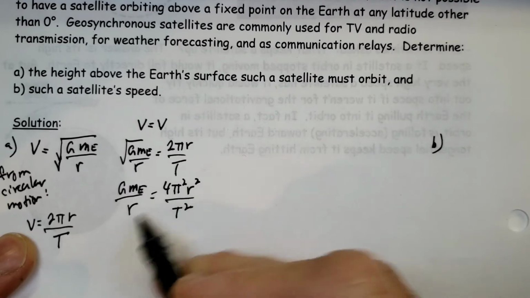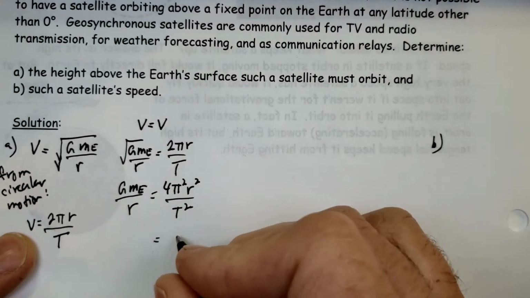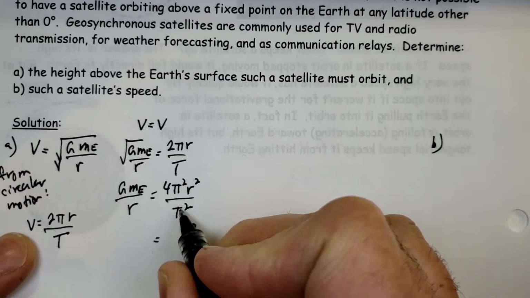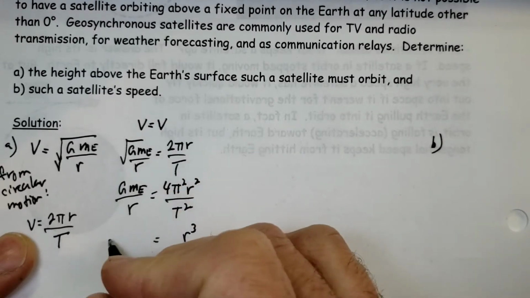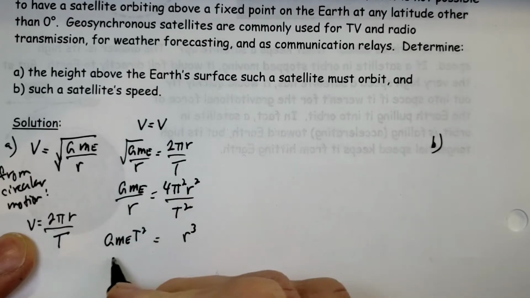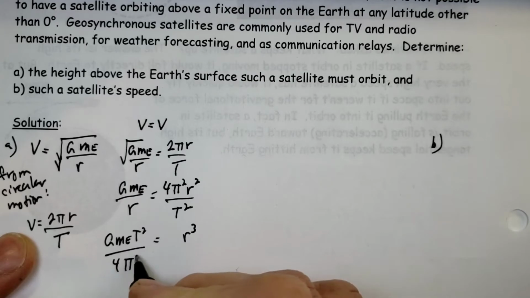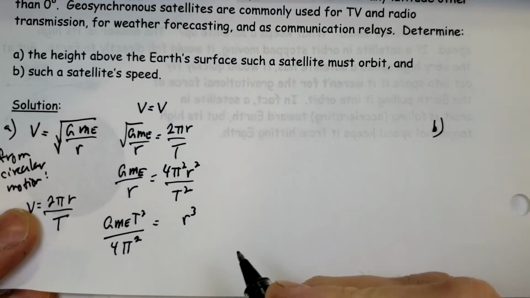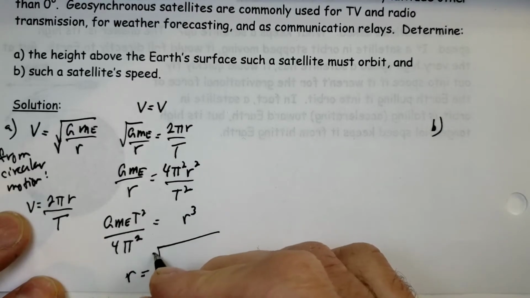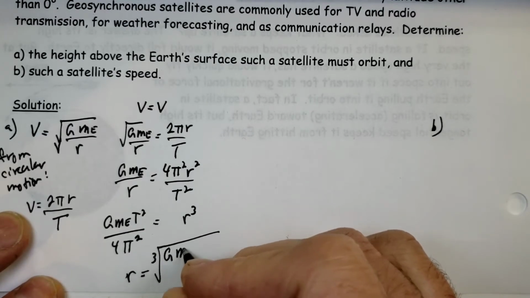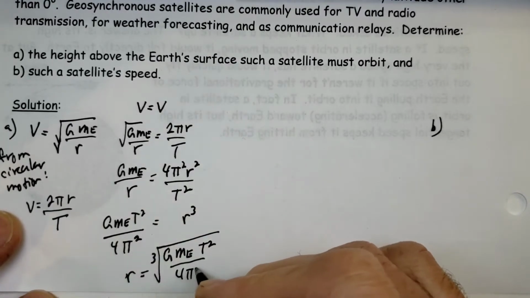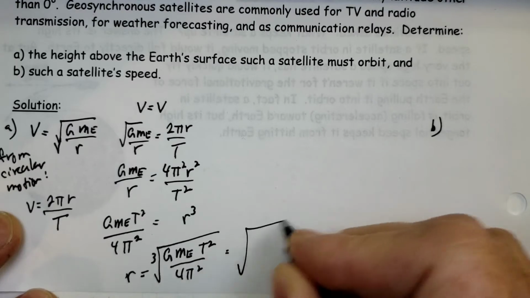And if I bring all the r's to the same side, so multiply by r, and then multiply by T squared divided by 4 pi squared, I would get this. And then, of course, r would be equal to the cube root of G multiplied by M_e multiplied by T squared all over 4 pi squared. And I know all of these.